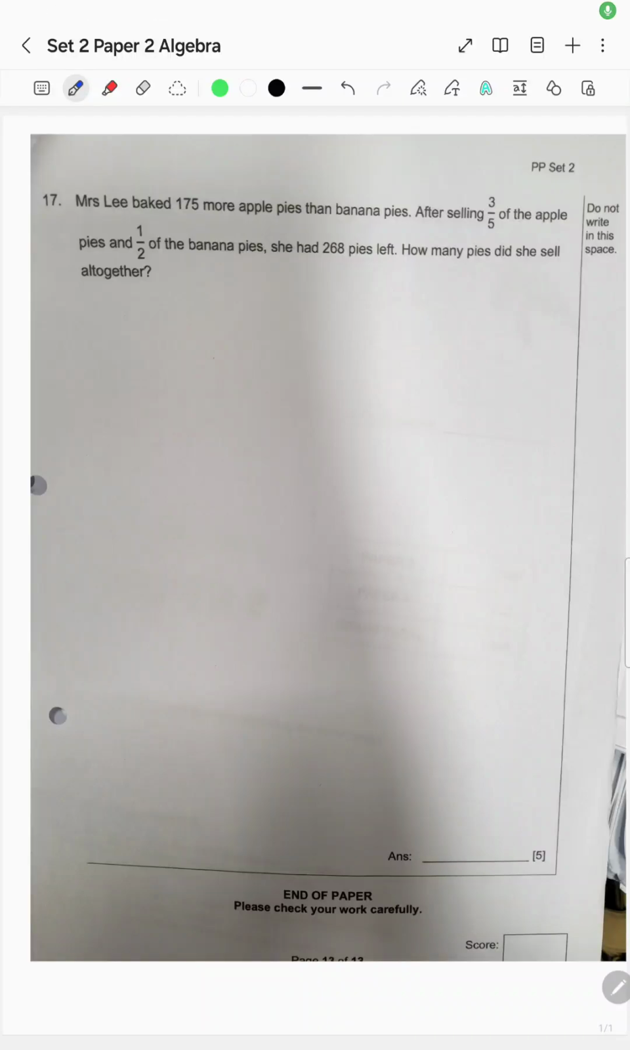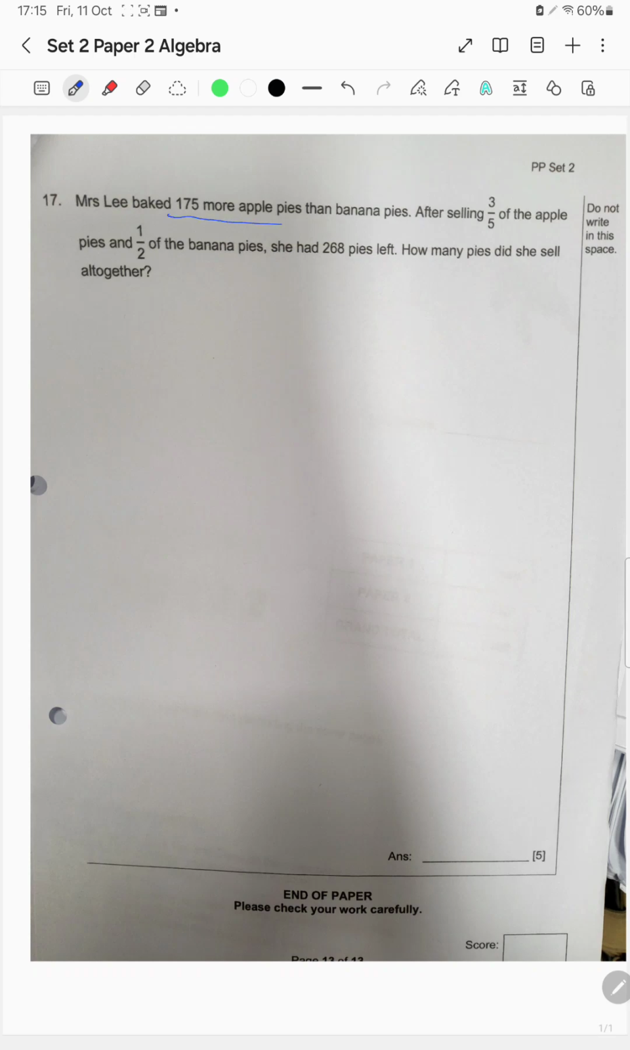Hello students, now we are going to talk about question 17, set 2, paper 2, and now I'm going to show you the algebra method. Don't worry if you don't understand this algebra method, you can look at the unitary solution that I've done earlier. If not, don't worry, next Thursday when I see you again I can explain it to you, okay? So you would have read the question.